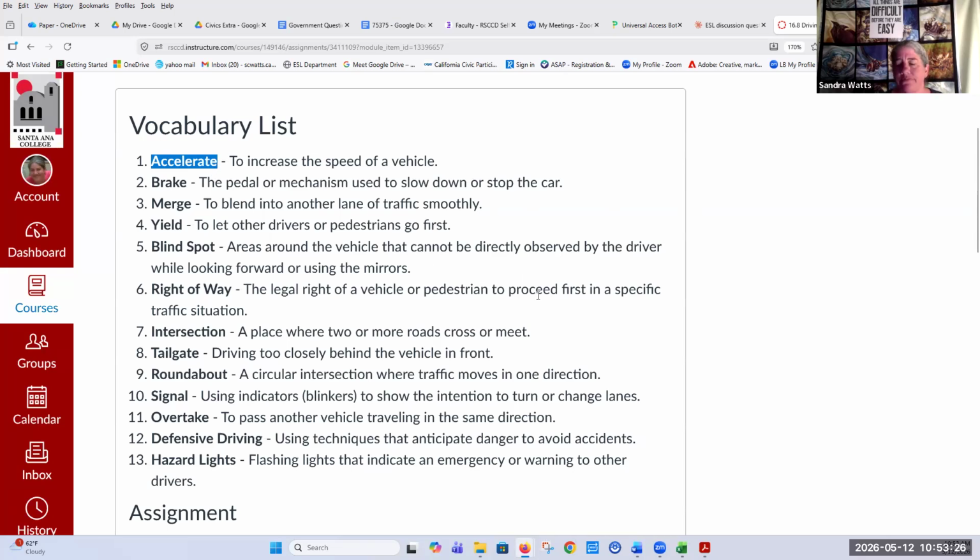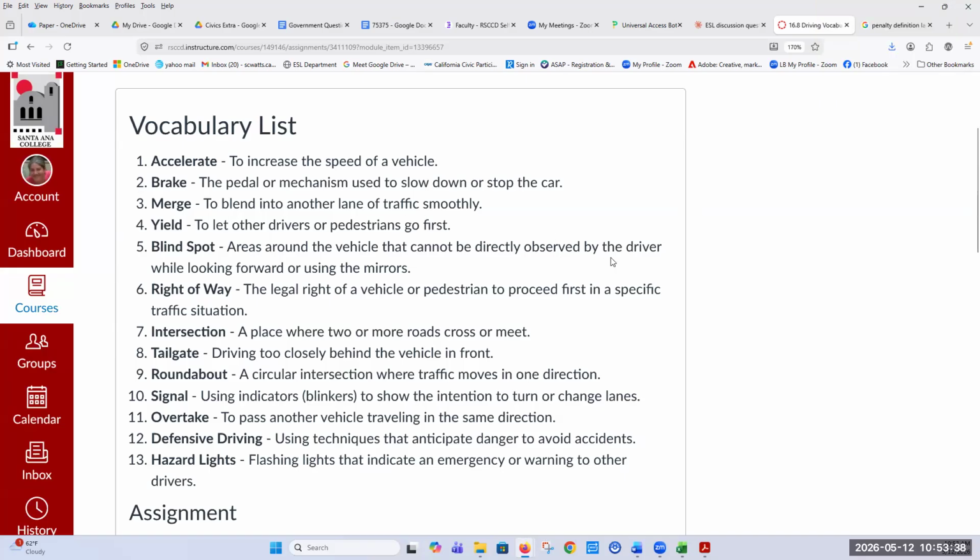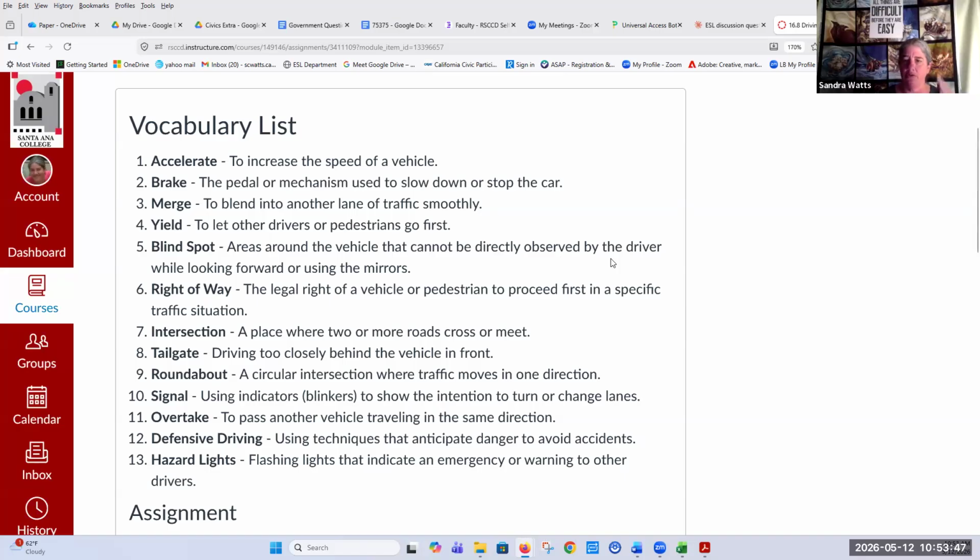Accelerate. Accelerate. Okay, number 2. Break. Break. Easy one. Number 3. Merge. Merge. This is what you have to do when you get on the freeway, right? There's other cars here and you have to kind of get in.